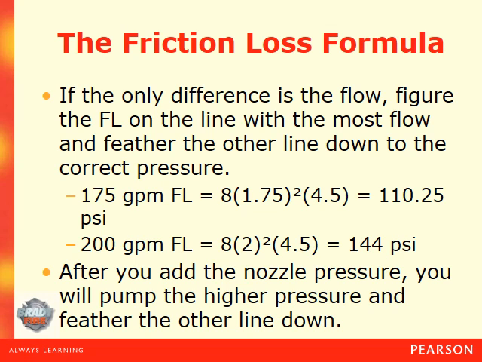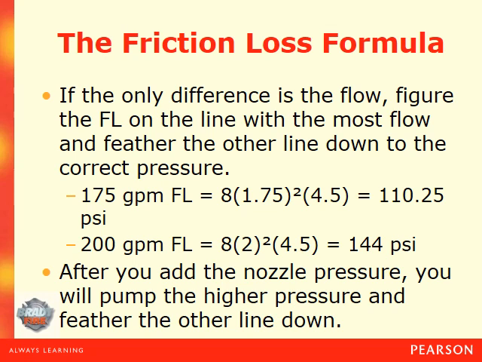So let's go ahead and look here. We've got 175 gallons per minute. The friction loss equals 8, our coefficient, times 1.75, again our gallons per minute divided by 100 squared, times our length of hose, again divided by 100, which is 4.5, equals 110.25 psi. We look at our other line, which is 200 gallons per minute.